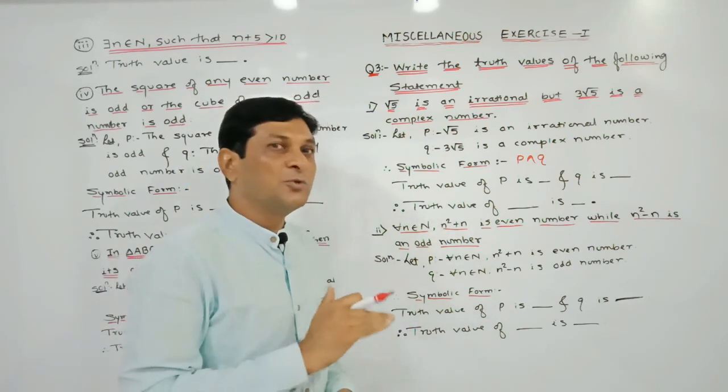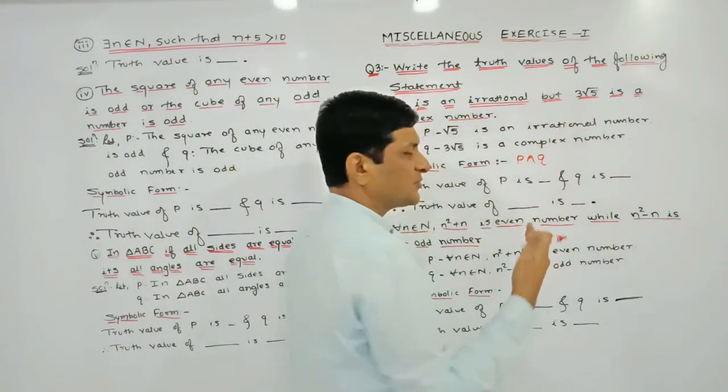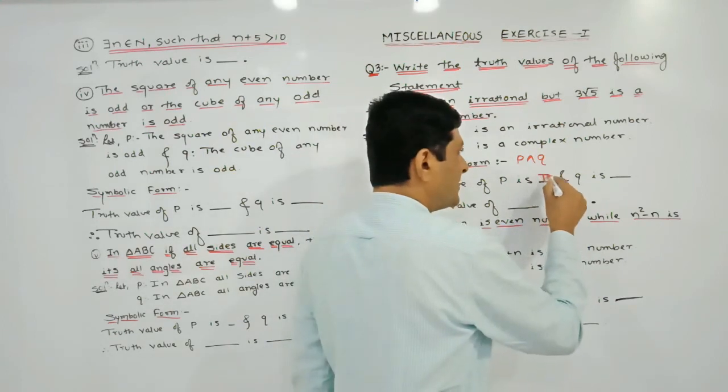In this way we have got the symbolic representation of the given statement. Now we find the truth value of the first part. What is the first part? Root 5 is an irrational number. Yes, we know that root 5 is an irrational number, so its truth value is T.